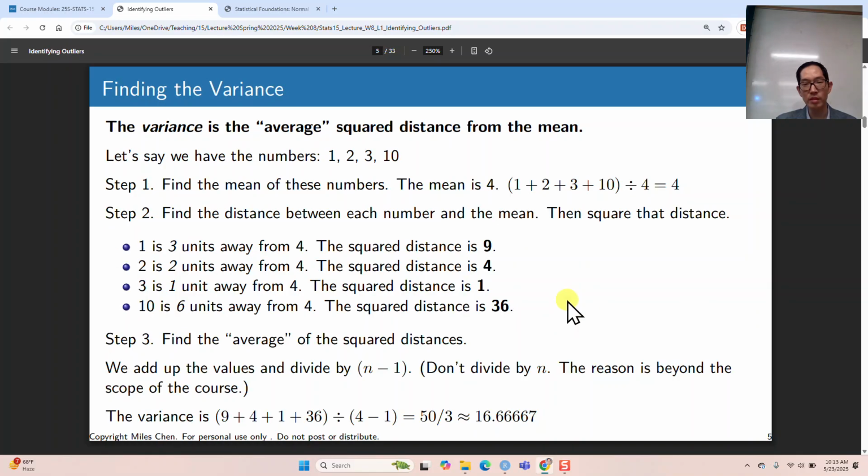So here is a simple example. If I have the numbers 1, 2, 3, and 10, the mean of these numbers is 4, right? 1 plus 2 plus 3 plus 10 is 16. 16 divided by 4 is 4. And we want to calculate the distance from the mean.